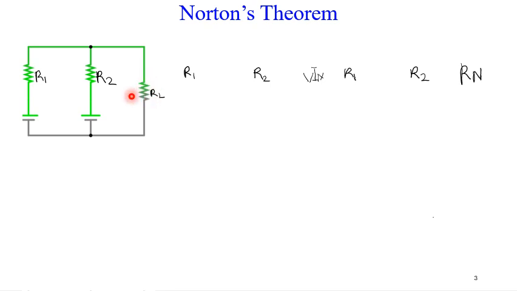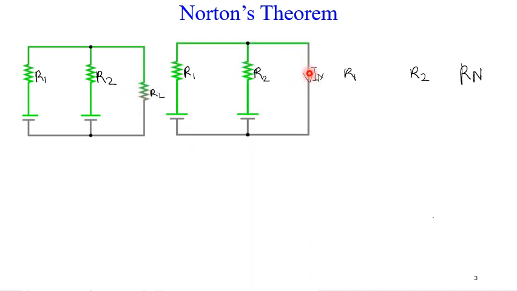he said we should simply remove the resistor from the circuit and replace it with the Norton's current IN. So after removing it, we redraw our circuit like this. We've removed this resistor and replaced it with IN. After that, he says you should calculate this IN using KCL and KVL, either KCL or KVL.